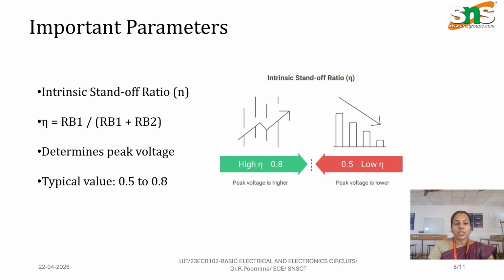The parameter used in the UJT is the intrinsic standoff ratio, which is given by eta equals RB1 by RB1 plus RB2, the base resistance values. This ratio determines the peak voltage which is required to turn on the UJT. The range of values of the intrinsic standoff ratio is 0.5 to 0.8. A higher value means the peak voltage is higher. So this is the important parameter of UJT which determines the peak voltage.